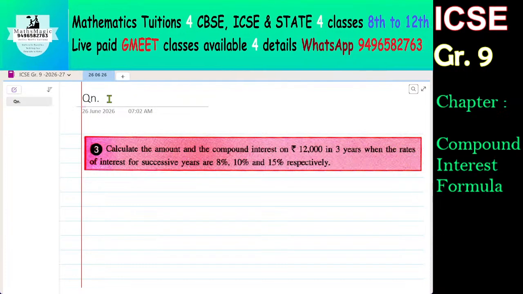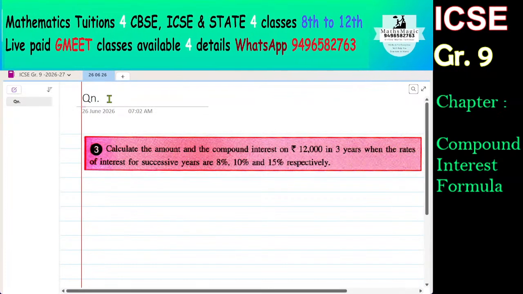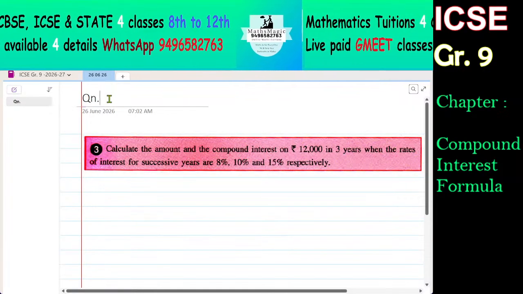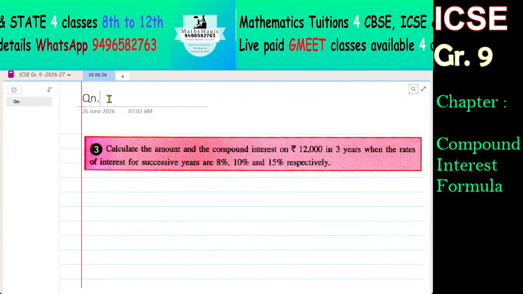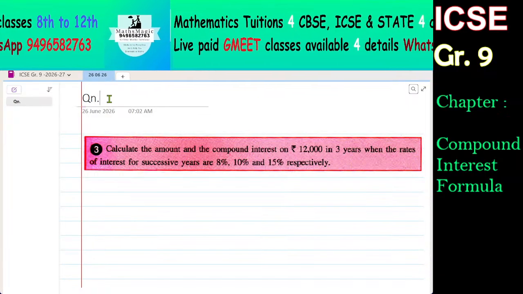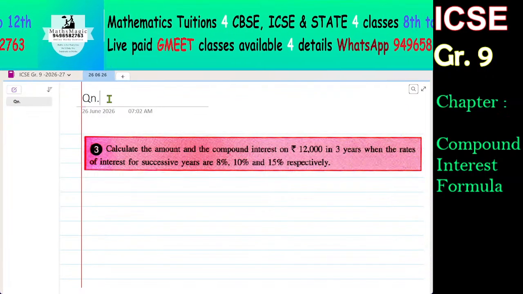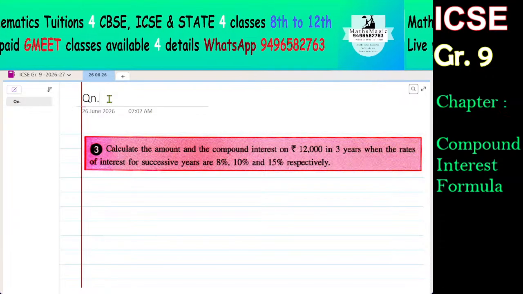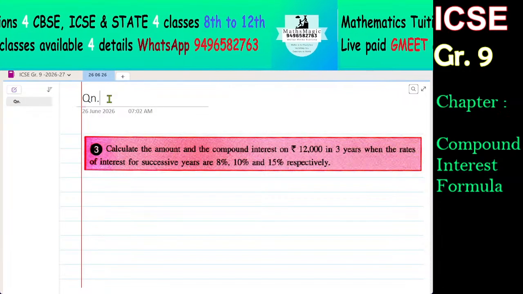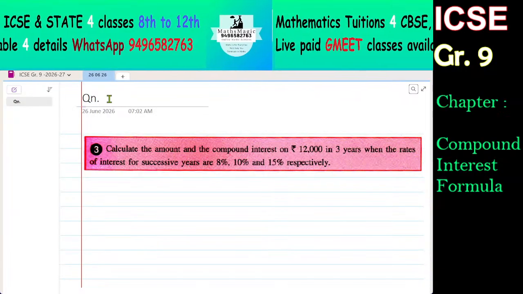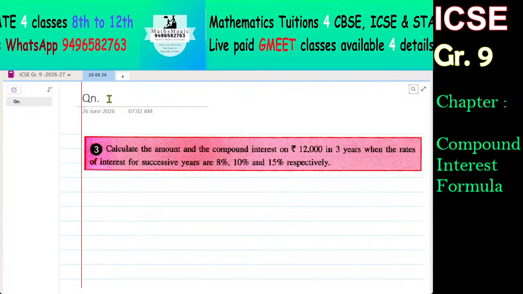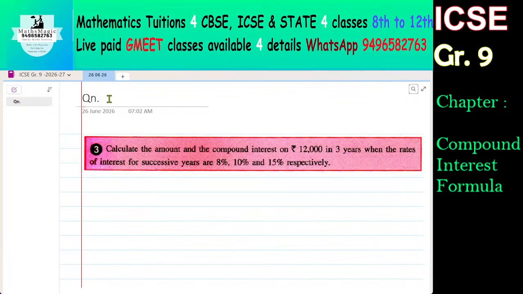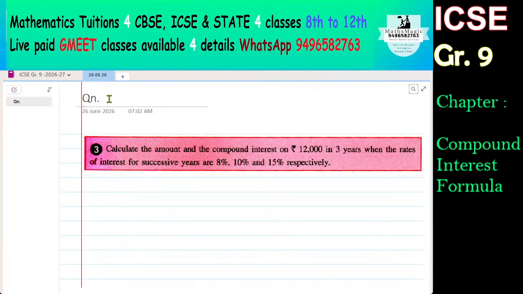So we have already learned how to find compound interest without using formula. Now that we have learned the formula for compound interest, the next step is to learn the formula for finding compound interest with different rates in the successive years. So I have already given you the formula. Anyway, I will write that formula once again.